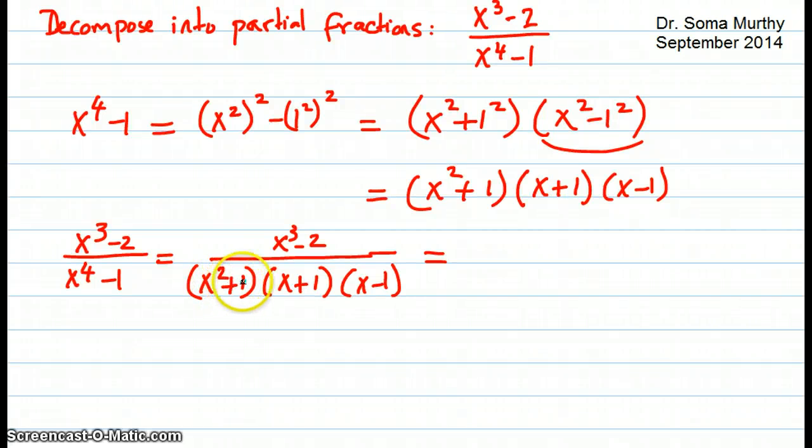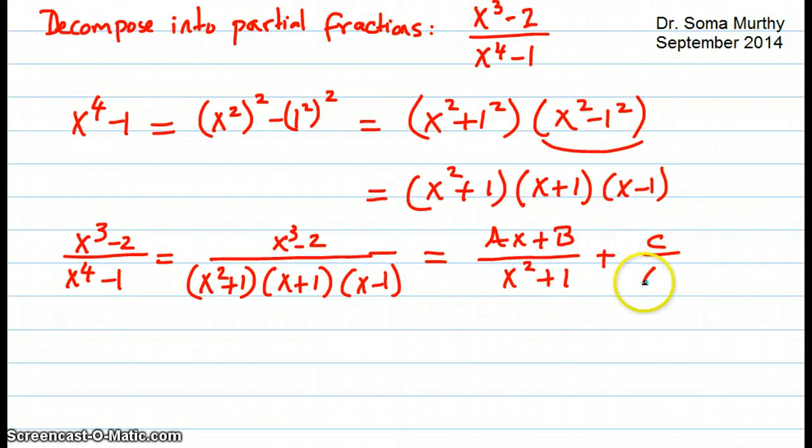And when we write this as a sum of partial fractions, we have to treat this in this fashion. This becomes ax plus b divided by x squared plus 1 plus c over x plus 1 plus d over x minus 1.